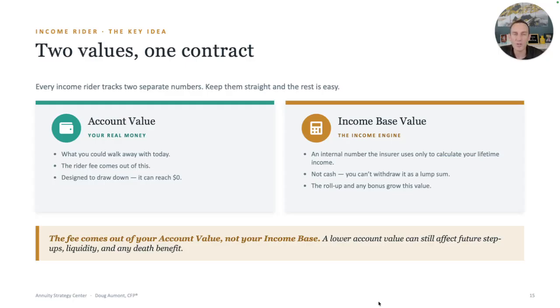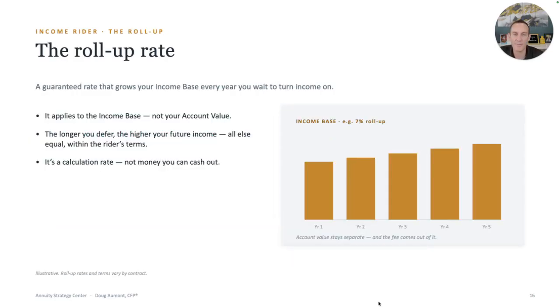It's also important to know that the rider fees and any other fees associated with the account, they're coming out of your account value, not the income base value. So here's an example. A common roll-up rate that I've seen is 7%. So again, by delaying when you start taking income out of your annuity, that income value will increase by a guaranteed 7% each and every year. So the longer you wait, this is what helps to lock in a higher lifetime contractual payout.